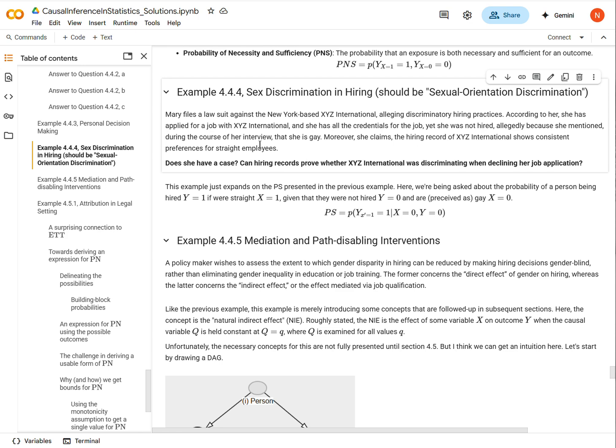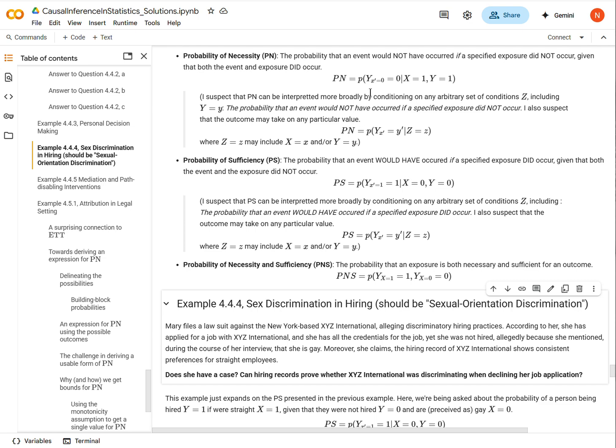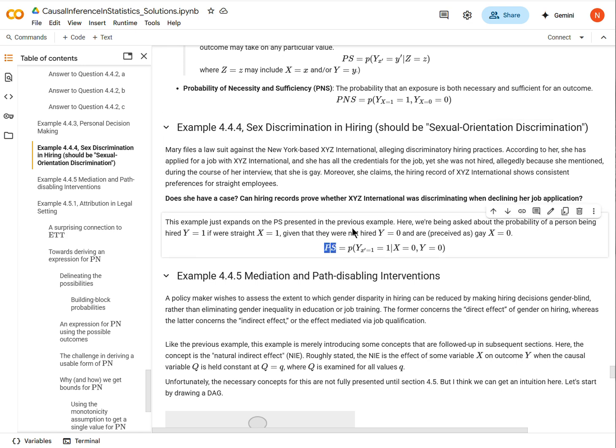So that's the case that she's making here. The question is, does she have a case, and is there a way to demonstrate any kind of discrimination in the hiring practices of XYZ International, of the company? Now, we're not here to try to adjudicate this case, but we are just simply meant to recognize that what we're being asked for is one of these counterfactual operations that we've learned about here, and so the idea that we want to pull on is the probability of necessity.